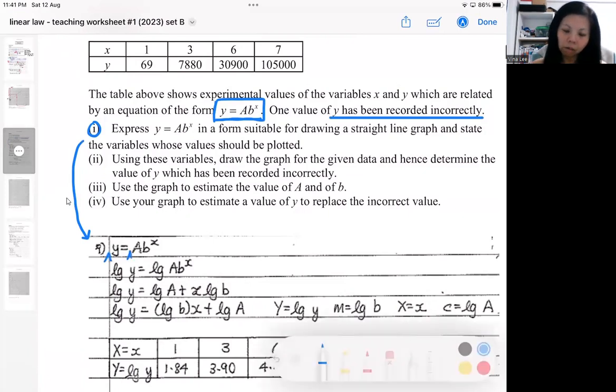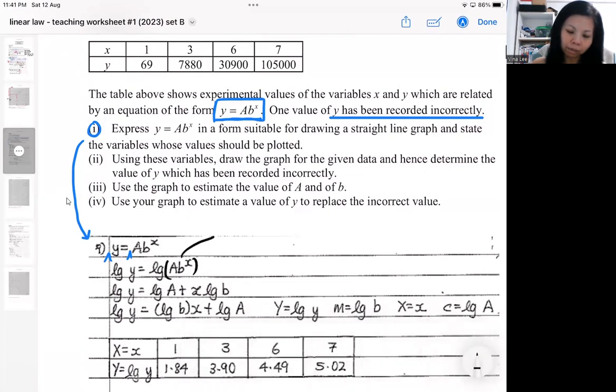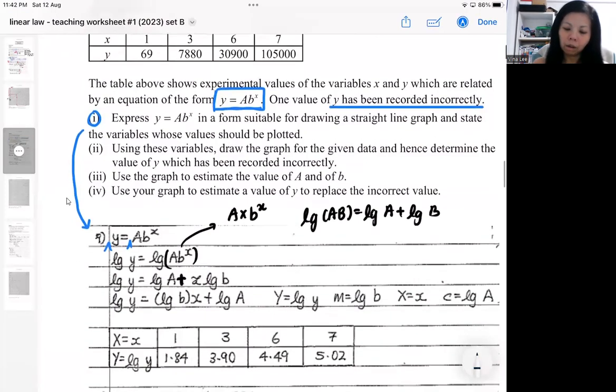After you insert log, I hope you remember that this is a product. So it's like A times B^x. If you still remember the logarithm rule, if it's a product, you will get a log plus log. So that's how I got a log plus log. And the log plus log will have a power x that I can actually bring down.